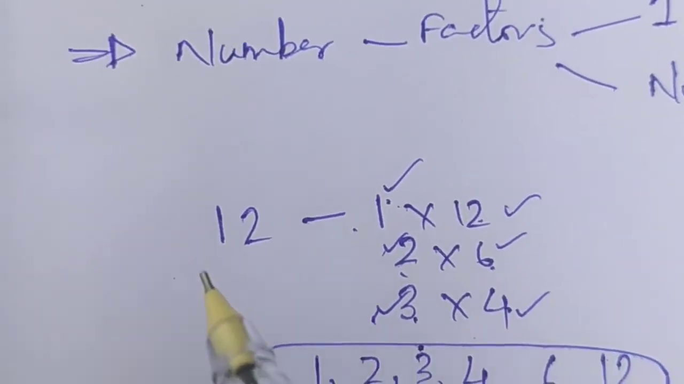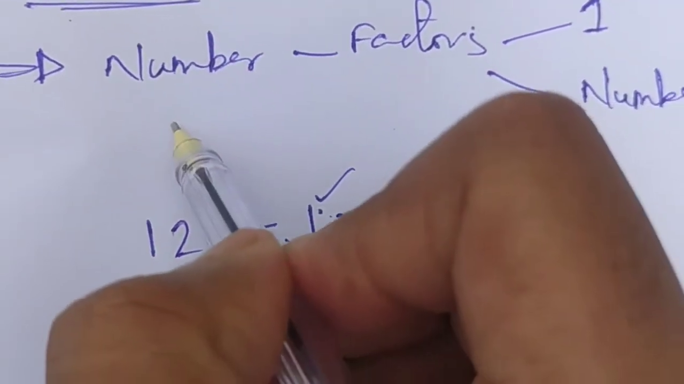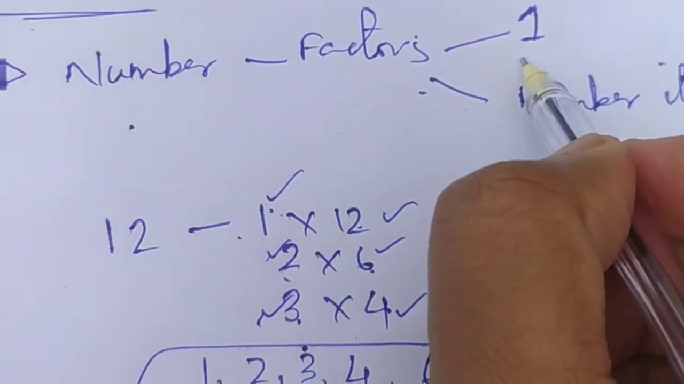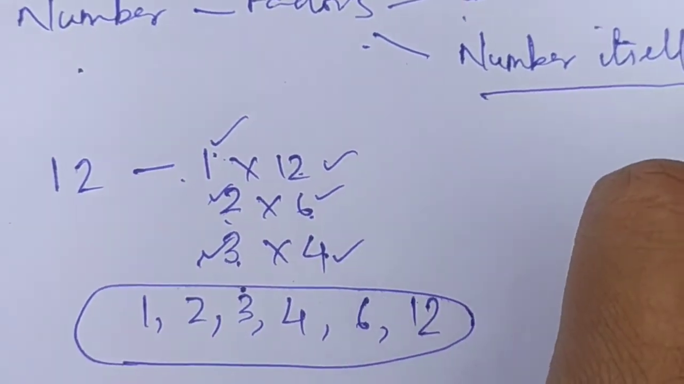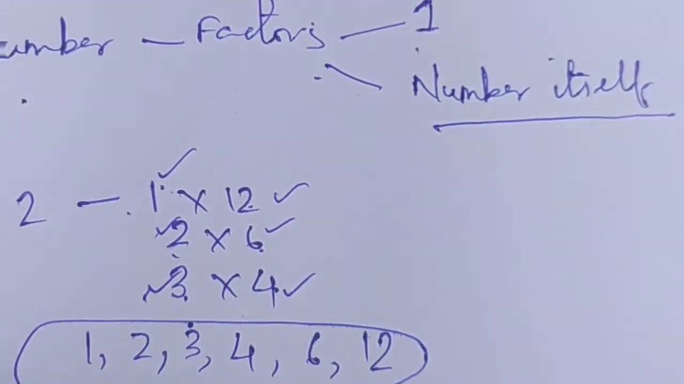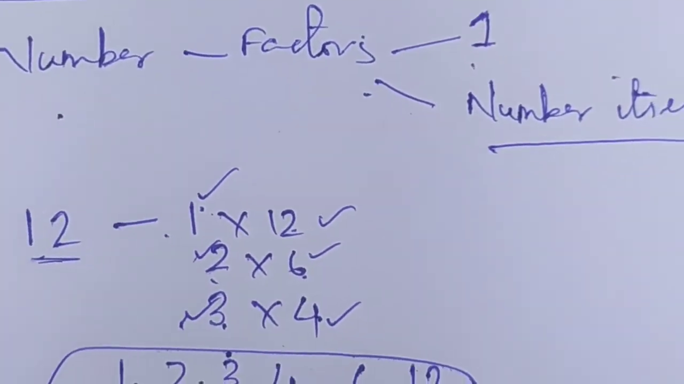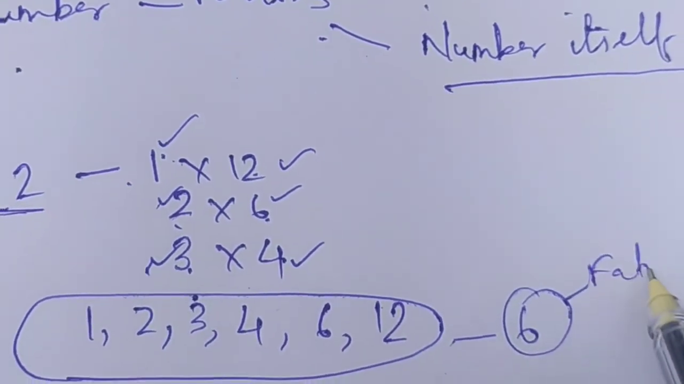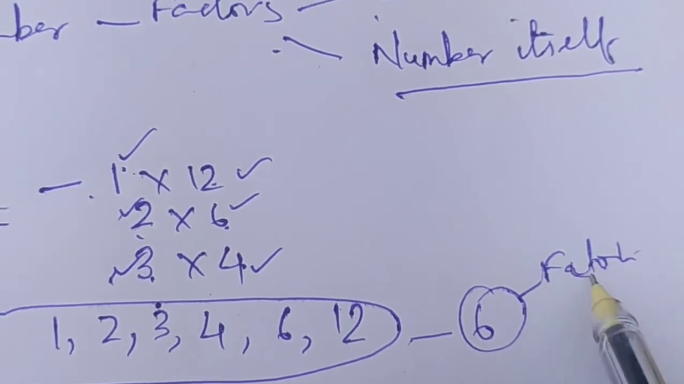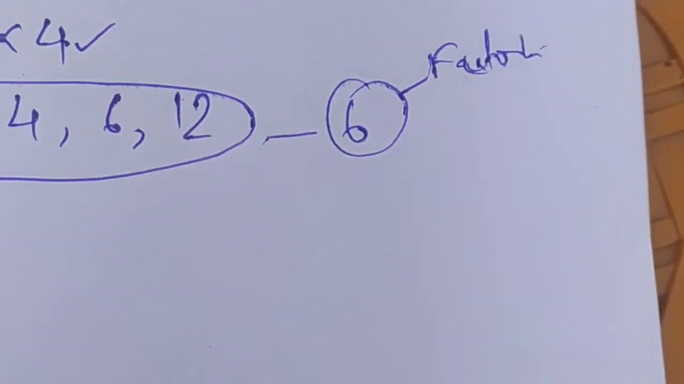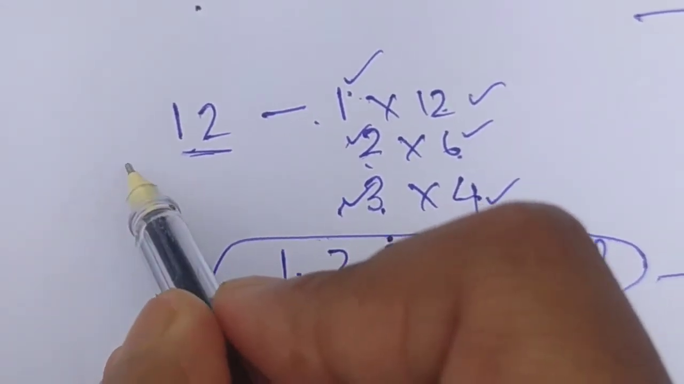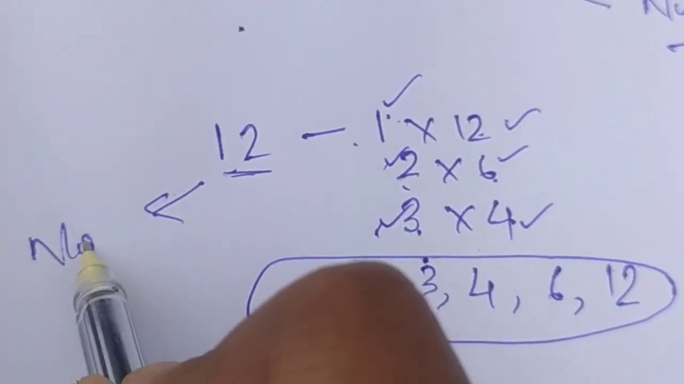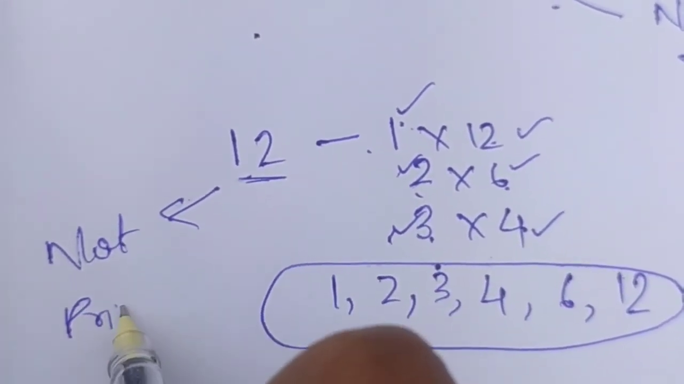But what is a prime number? A prime number has only the factors 1 and the number itself. But look at 12, how many factors does it have? It has 6 factors. Therefore, this is not a prime number.